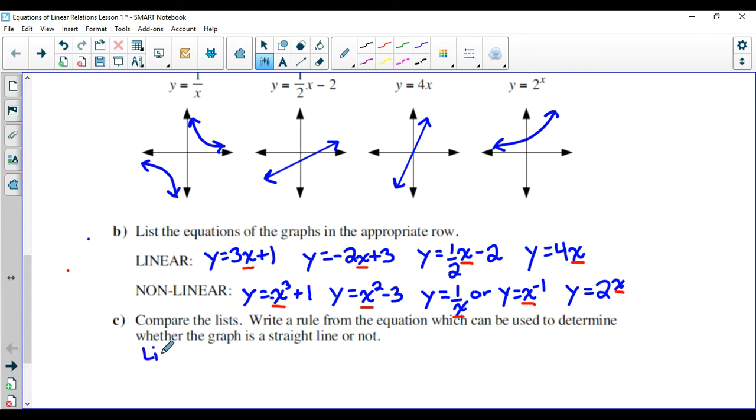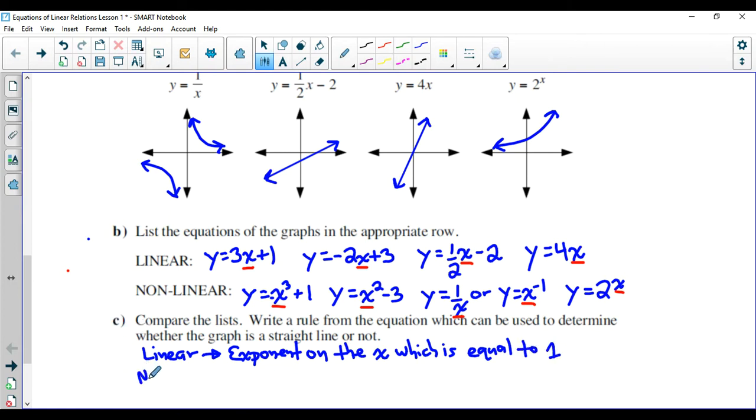So for linear, you'd have an exponent on the x which is equal to 1.